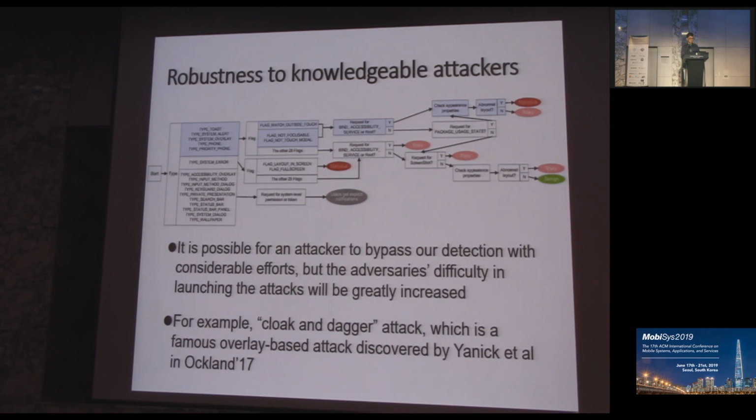Also, we depict a simplified flowchart to demonstrate the branches of the overlay check model. And we studied some most recent overlay-based attacks. For example, the Cloak and Dagger attack, which is a famous attack discovered by Yanick and others in Oakland 17. And we find it can only go through a fixed path, which is highlighted in blue in the figure. And this indicates the robustness of our system. Cloak and Dagger can only go through that fixed path, and it always results in a malicious or risky classification.